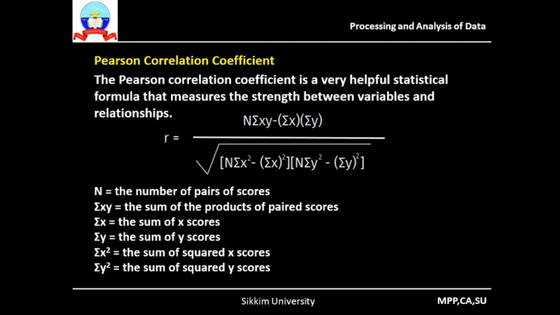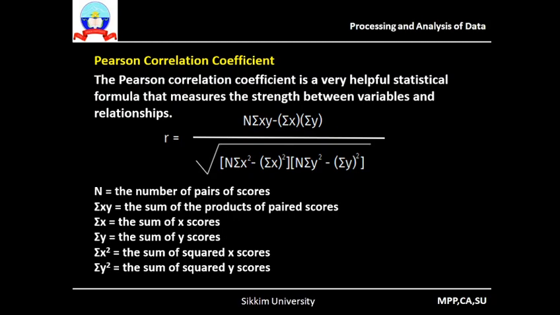R equals n into summation of product of x and y, minus summation of x into summation of y, divided by root of the product of n into summation of squares of x minus square of summation of x, into n into summation of y squares minus summation of y whole square. So this is the equation for Pearson's correlation coefficient.